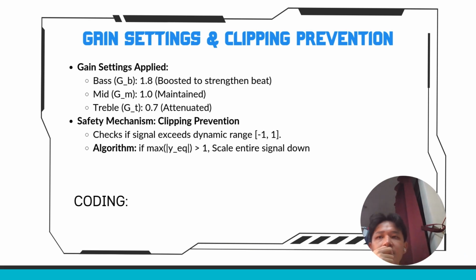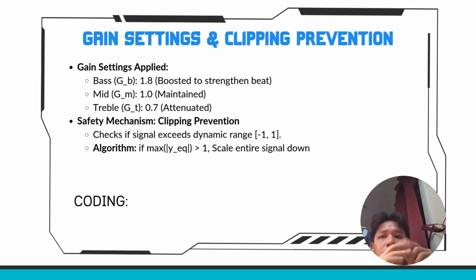Then for the gain setting, we choose to boost the bass by a factor of 1.8 to enhance the low-end rhythms, while slightly attenuating the treble, decreasing it to 0.7. However, the signal can lead to digital distortion. So to solve this, we implement clipping prevention.